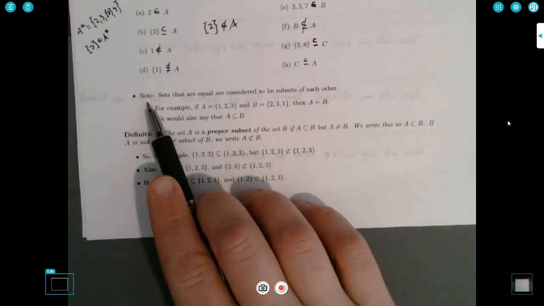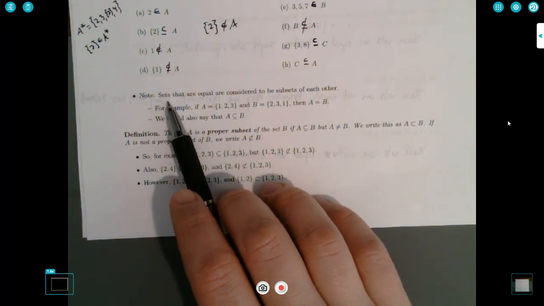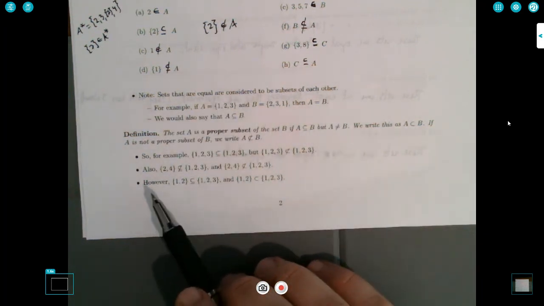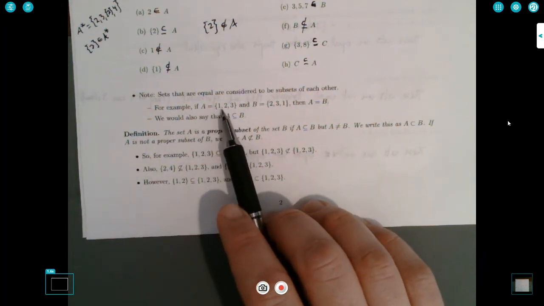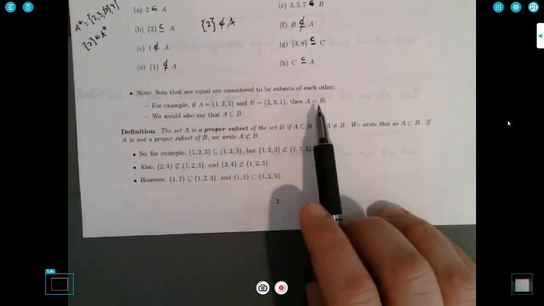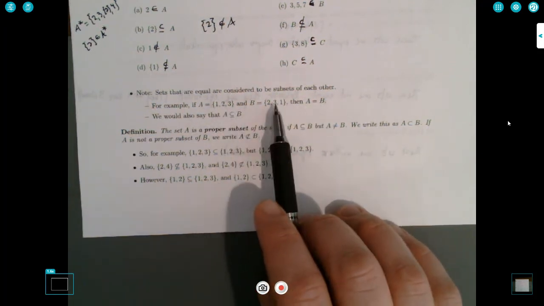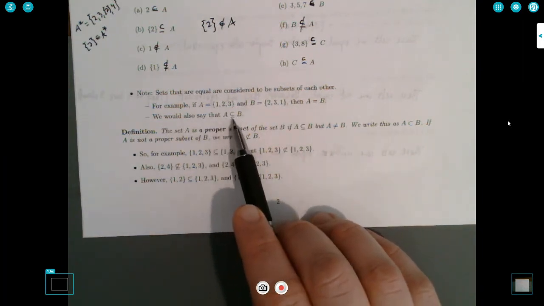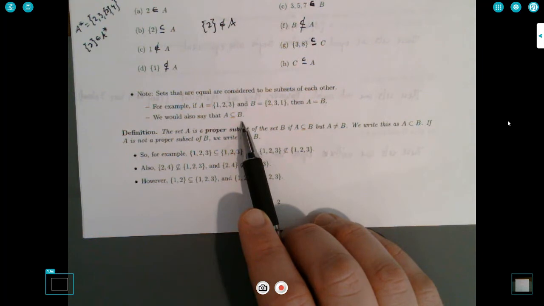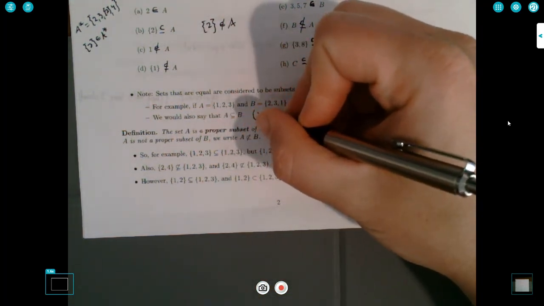Moving on. So here's something about subsets that may be a little confusing, right? Sets that are equal are considered to be subsets of each other. For example, if A is 1, 2, 3 and B is 2, 3, 1, then A equals B, right? They're equal sets. But we could also say A is a subset of B. That would also be a correct statement. In fact, we could also say B is a subset of A. These are all correct statements.